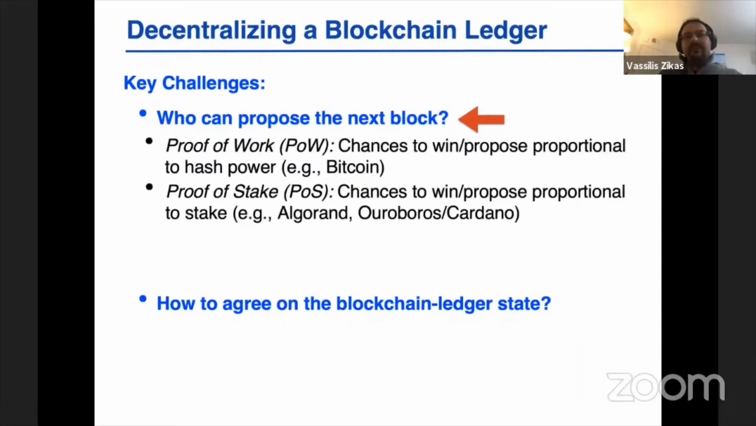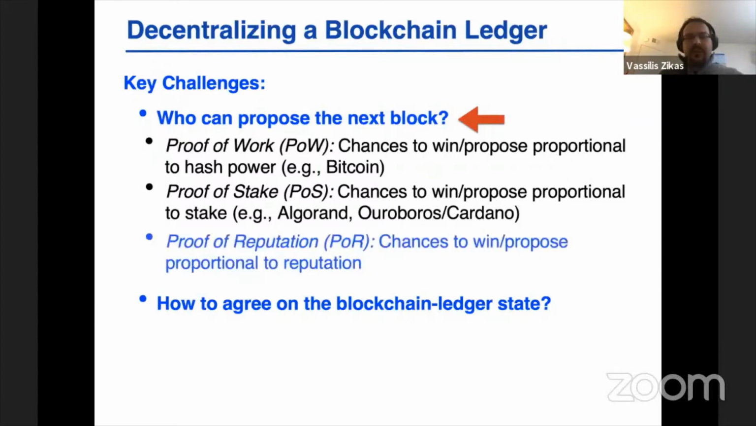So the most common ways nowadays for answering who can propose the next block are the so-called proof of work, which says that the proposer of the next block has chances to win a lottery and propose the next block proportional to his hashing power. Proof of stake says that the proposer of the next block is chosen according to the stake that he owns. And in this work, we propose a different resource, namely reputation. The idea is that the proposer has chances to win proportional to his reputation.